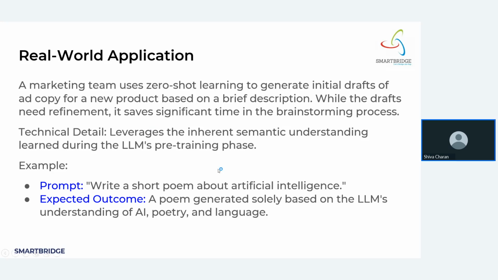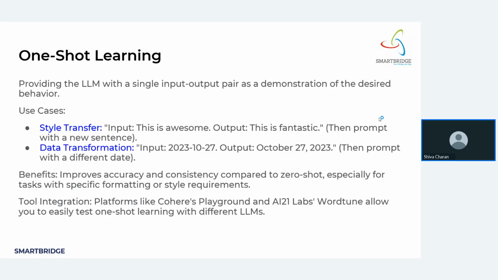Correct. Okay, so one shot learning. What exactly is one shot learning? Providing the large language model with a single input output pair as a demonstration of the desired behavior. Understood? The output response and format that we want, we mention to the LLM to give it in this format only. So the LLM will gather all the information and generate the output in the specific format that you have mentioned.